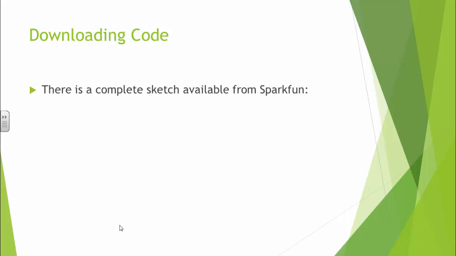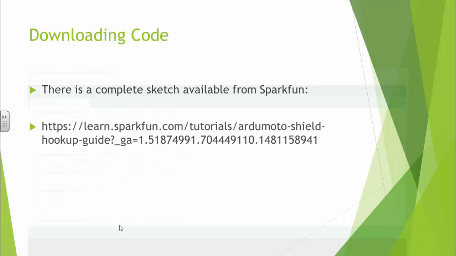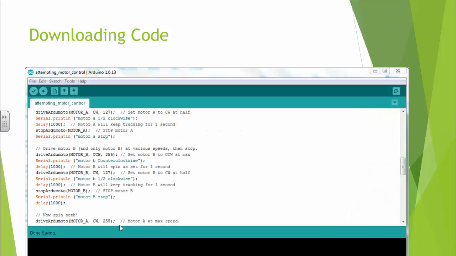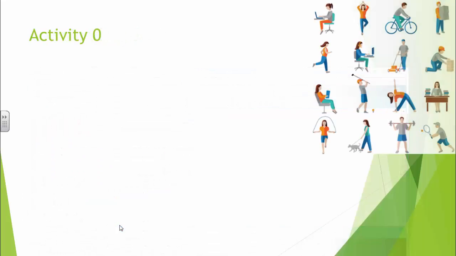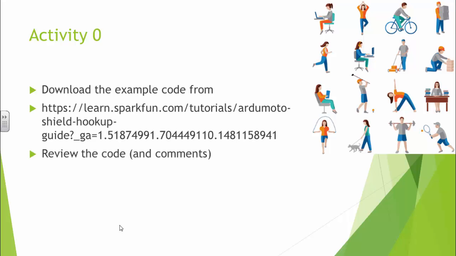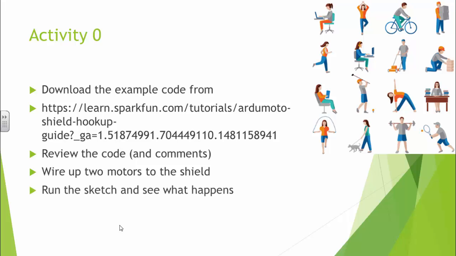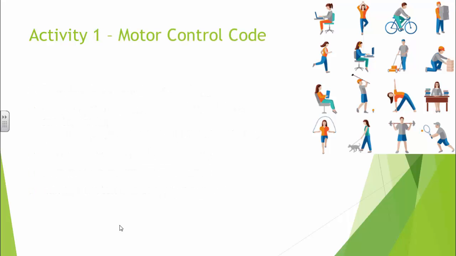So there's a complete sketch available from SparkFun, which you can go ahead and modify as you need to. The references are there. With this in place, you receive all of the functions to do the control of the motors. This should make it very easy to do our activities for today. After you've downloaded the code and reviewed it and the comments, you can wire up 2 motors to the shield, run the sketch and see what happens. Just have a look at it.